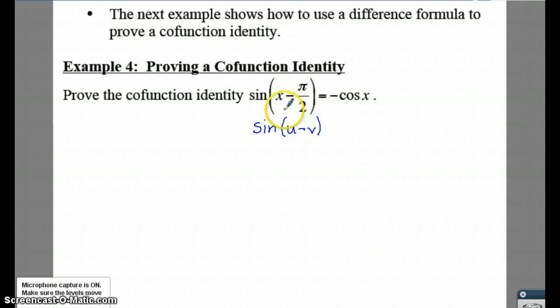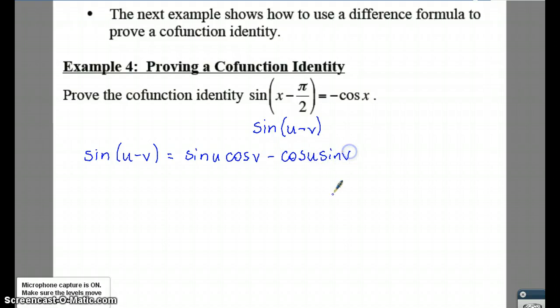So in this case, your x would be your u. Everywhere you have a v, you're going to plug in a pi over 2. If we use the formula for the sine of u minus v, that formula is sine of u times cosine of v minus cosine of u times sine of v. Everywhere we have a u, we plug in the x, and everywhere we have a v, we plug in pi over 2.